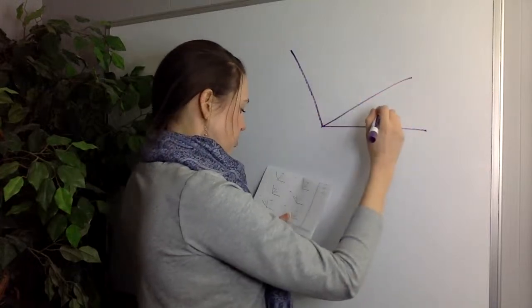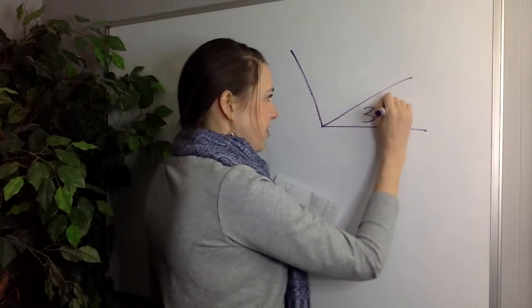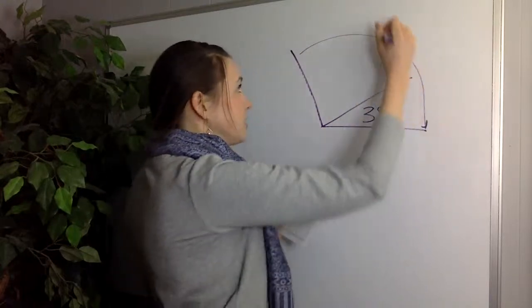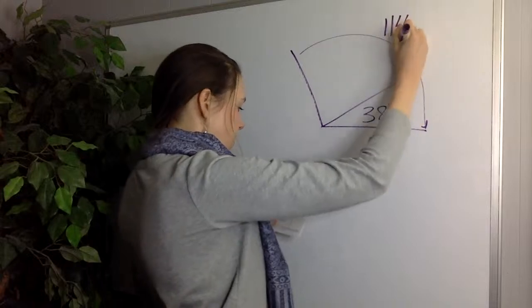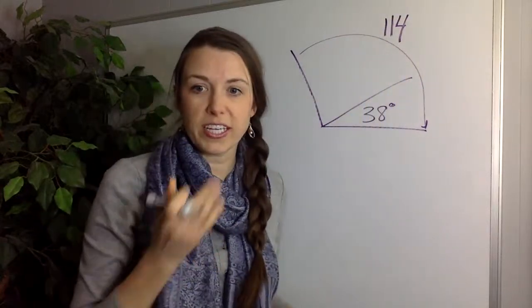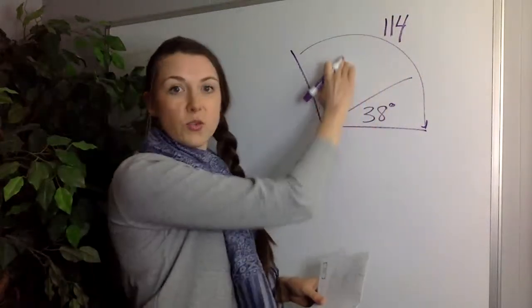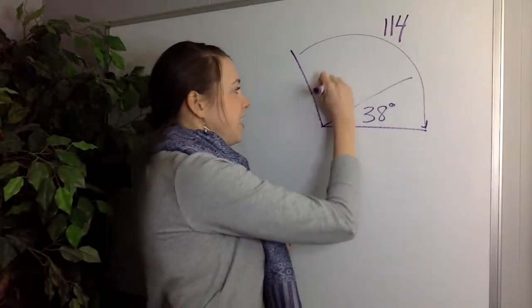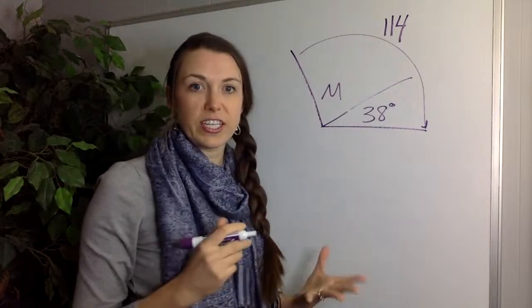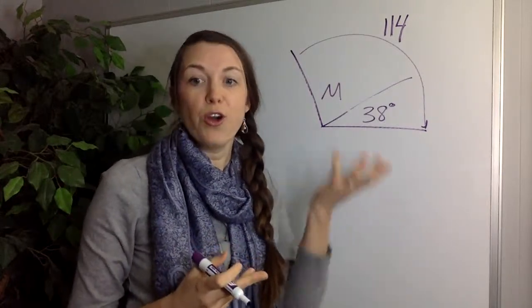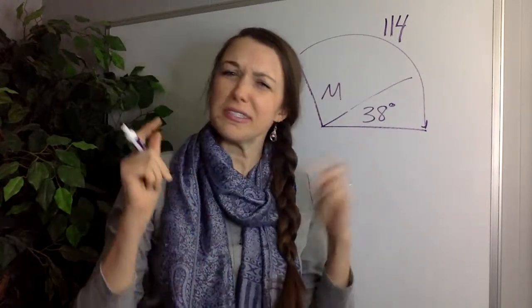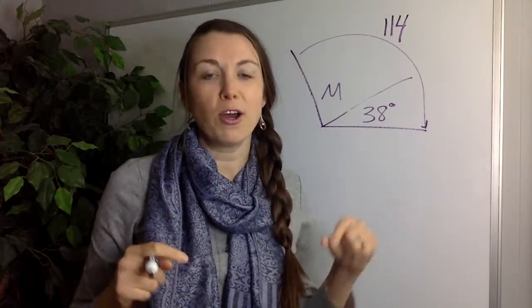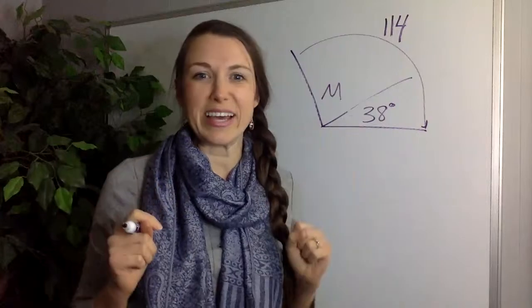All right, this one here is 38 degrees. And our big one here is going to be 114. Okay, so we need to figure out what this one is right here. So this time we're going to choose an M as our letter. So we need to solve what is the angle for M. Okay, so tell me, is M obtuse, or is M acute, or is M right? So type in the chat and tell me.